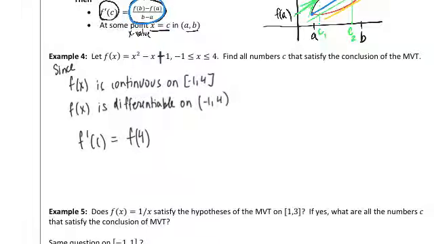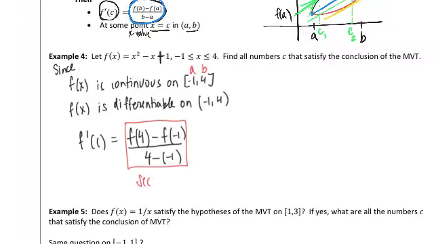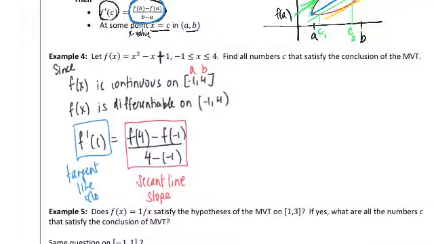f of 4 minus f of negative 1 divided by 4 minus negative 1. This is like my a, b in the theorem. The interval goes from negative 1 to 4. This expression gives me the secant line slope. And I'm saying that somewhere along the way, the tangent line slope, or derivative, will be equal to the secant line slope. So now we just take the derivative, which is 2x minus 1. I'm going to call it 2c minus 1 because I'm looking for this particular place c where this happens.